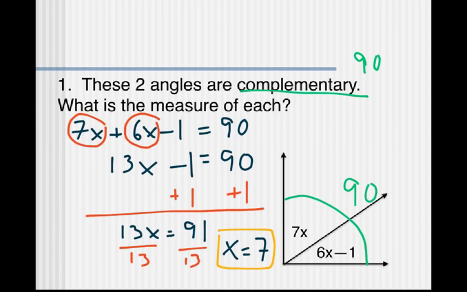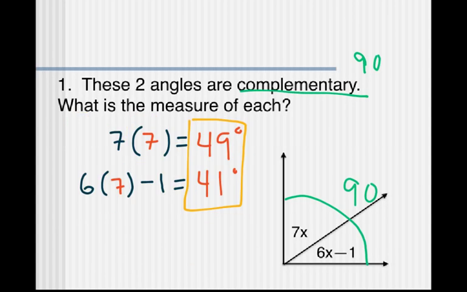Check that you got x equals 7. But you're not done. They're asking for the measure of each angle, so you have to take that answer for x and plug it back in. Go ahead and do that, pausing the video while you do so. You should get 49 and 41 as your final answers. Now, a quick, easy way to check your answers is to make sure they really are complementary angles. If we take 49 and 41 and add them, they really do add up to 90 degrees.